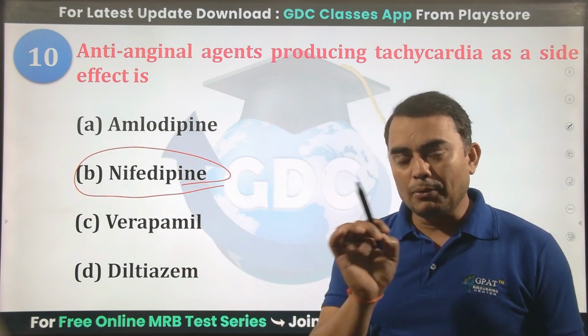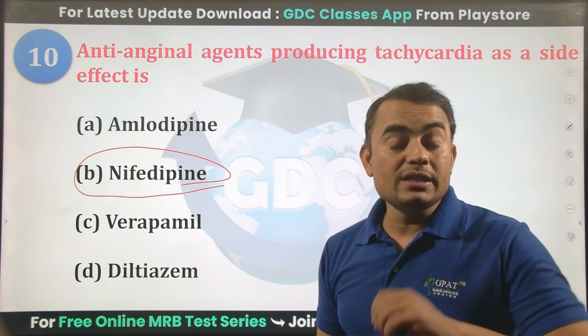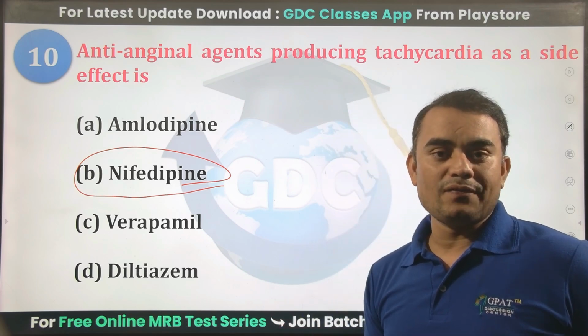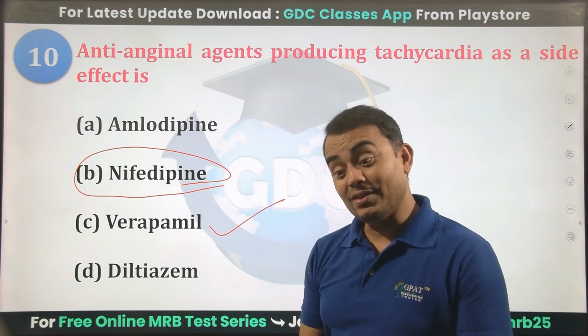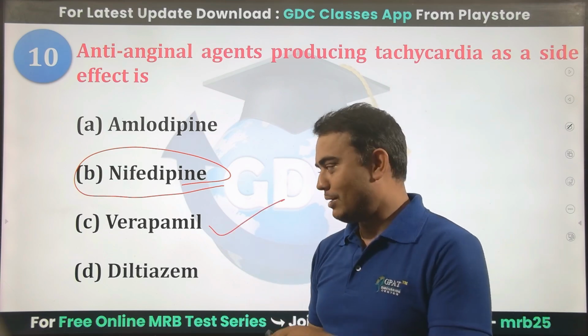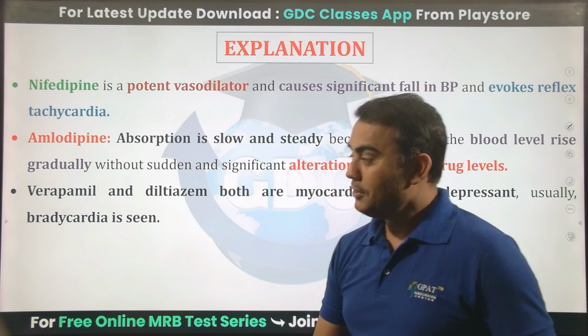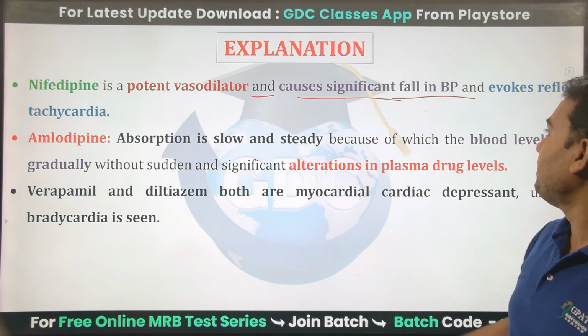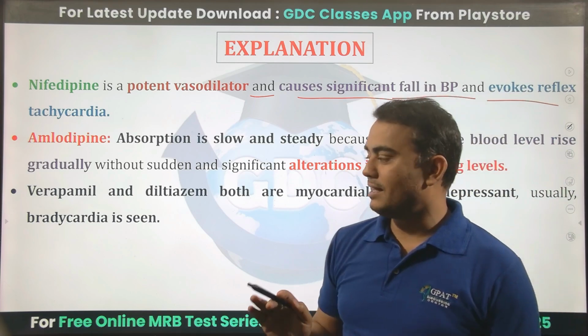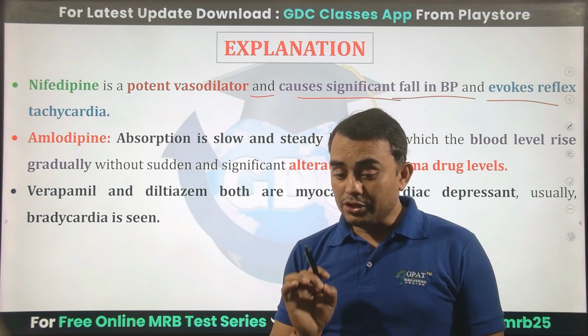Remember this one. Suppose there will be verapamil. With verapamil, the very common adverse effects are constipation and ankle edema formation. Remember both adverse effects because these are very important. So nifedipine, a potent vasodilator, causing significant fall in BP, evokes the reflex tachycardia. That's why it's never used.